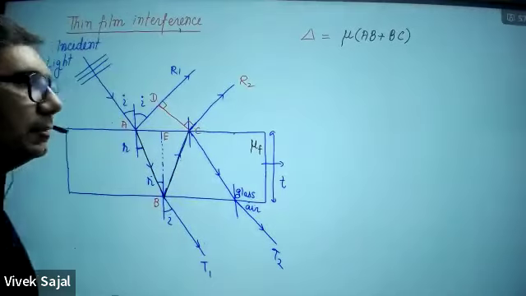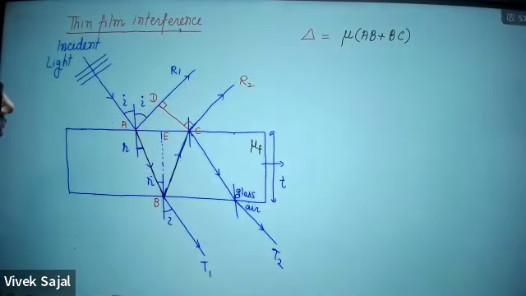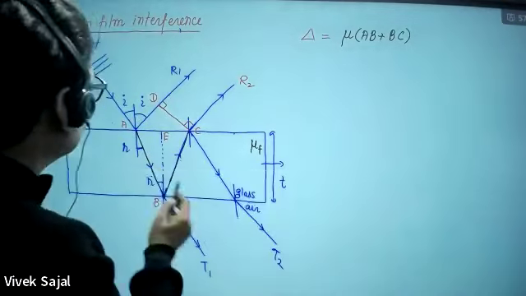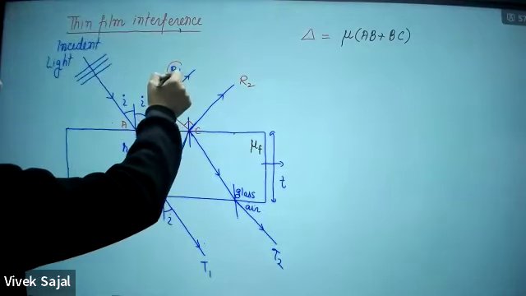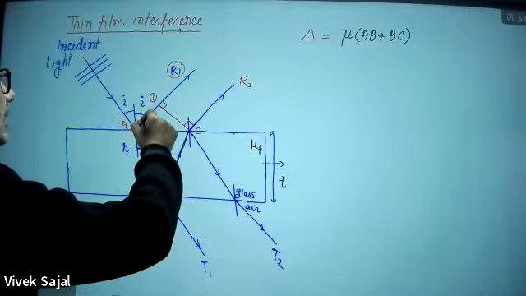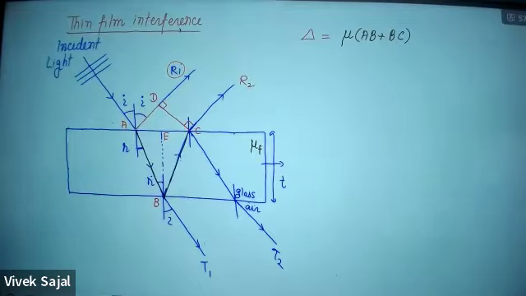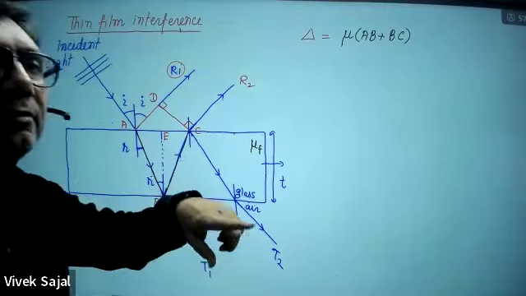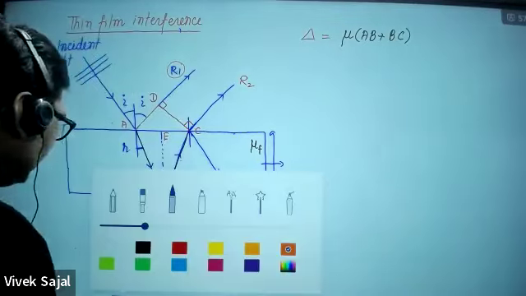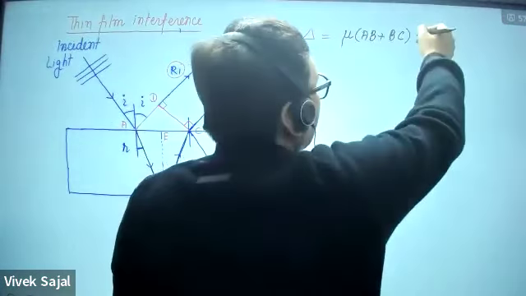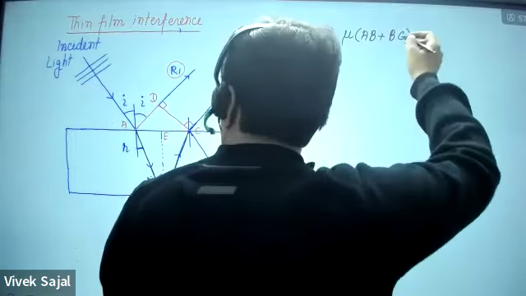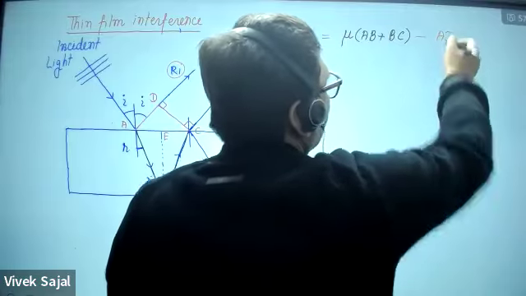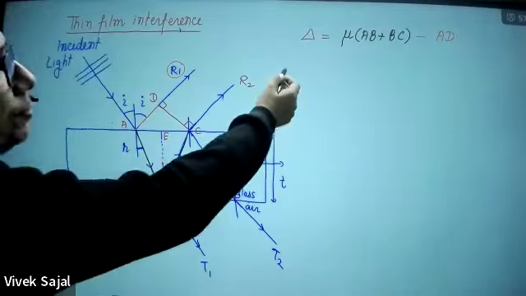And how much extra path is traveled by this ray R1? That is this one. This is the extra path that is traveled by R1 from here to here. And this path is traveled in air, whose refractive index is 1. So I can write here minus AD. This is AD.